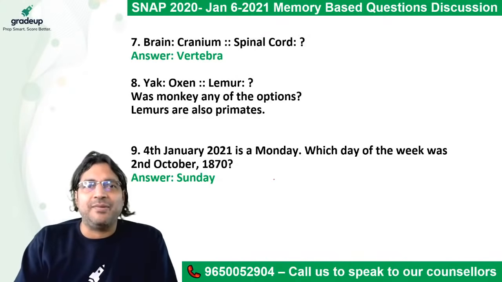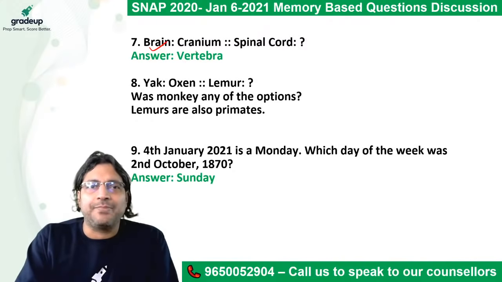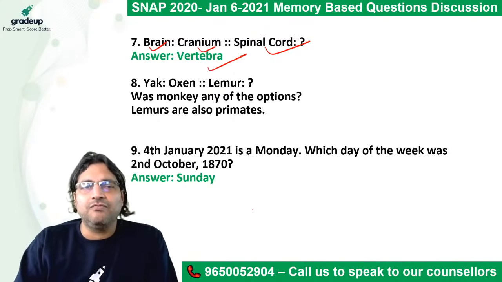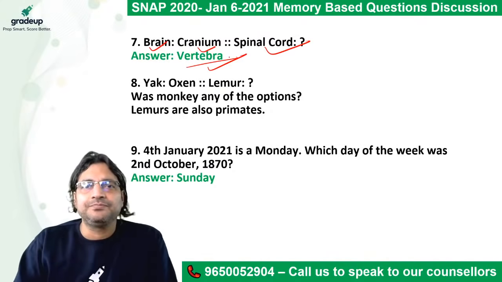Then I'm sure you remember this question. A question based on analogy: brain, cranium, spinal cord, and the answer would be vertebra. Why? Because the brain is protected by cranium bones. Similarly, the spinal cord is protected by vertebra.